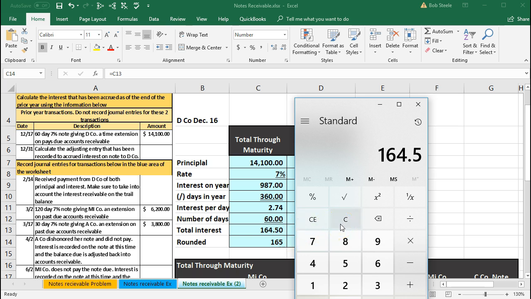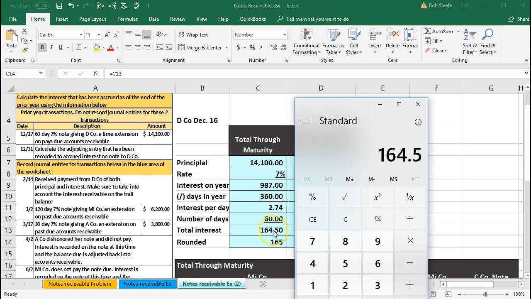We can also take the ratio. So we could take the 60 days divided by 360, or 0.1666, which is the same as saying 2 months divided by 12 months, that same 0.166, times the interest for the entire year, the 987.